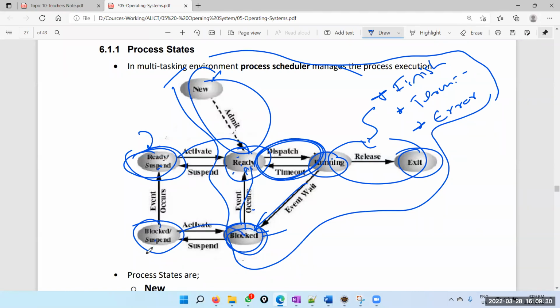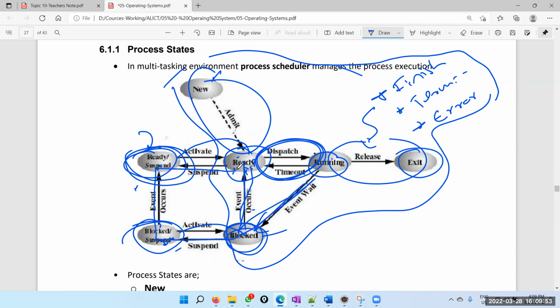But while it is in the block suspend state, if the input output operation is over, it will go to the ready suspend state. And again, when the memory issue is over, it can come back to the ready state. You can see sometimes it can go like this and come back here. Sometimes it can go like this, like this, like this, and come back like this.